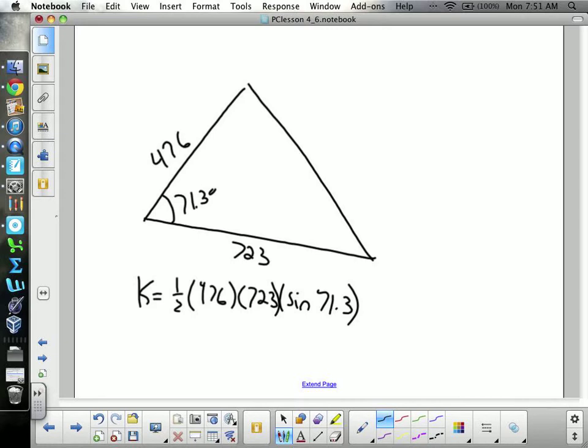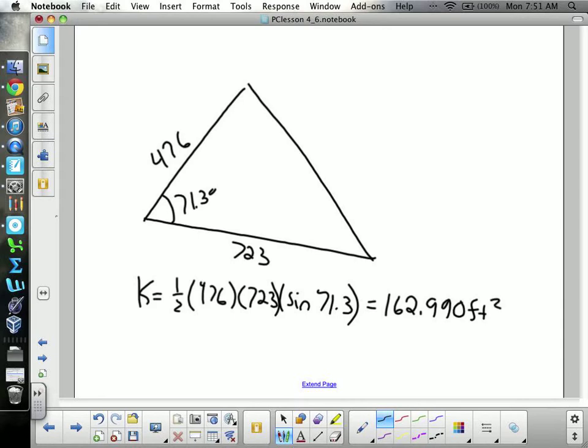Oh, I hit the wrong symbol. Try again. Sine 71.3 gives me 162,990 square feet. That's the area in square feet.